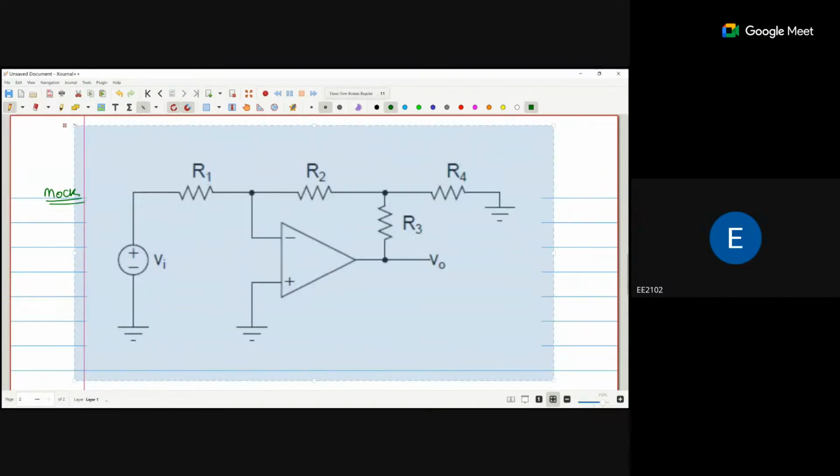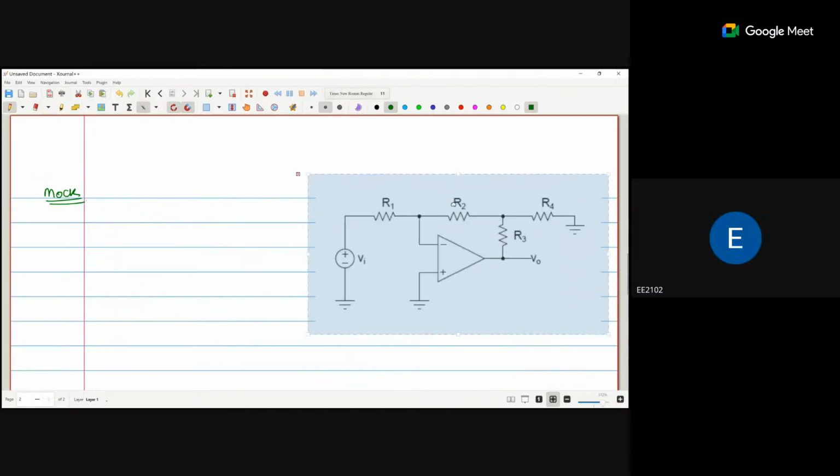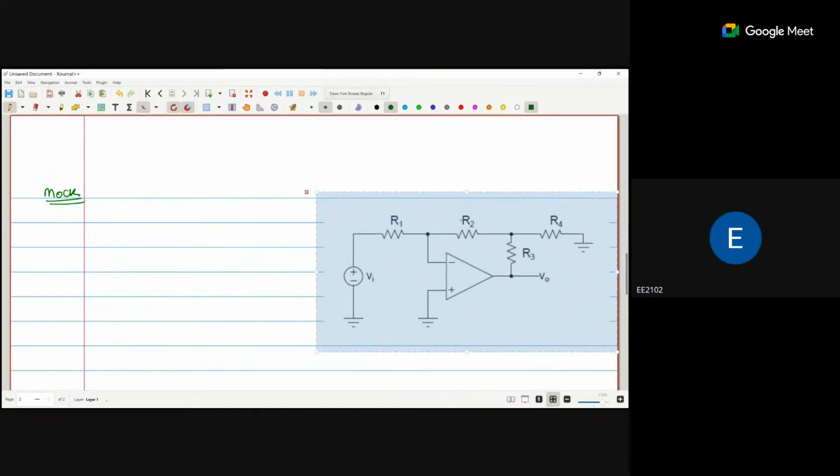So this is my first question for the mock. It is given that R1 is equal to R2 is equal to R3 is equal to R. So for the bandwidth equal to omega u by 4, the value of R4 should be KR. Find the transfer function and find the value.